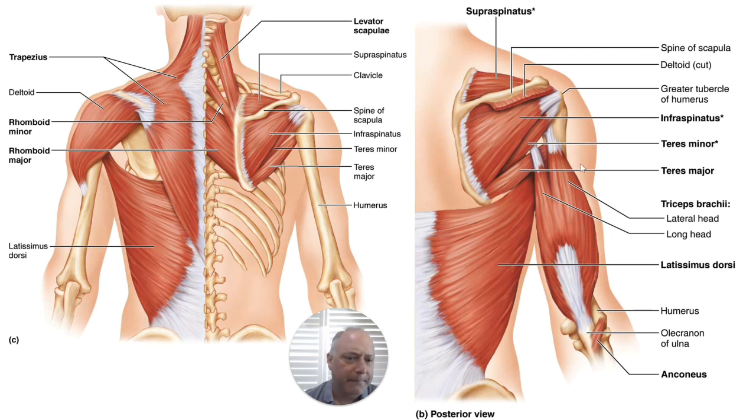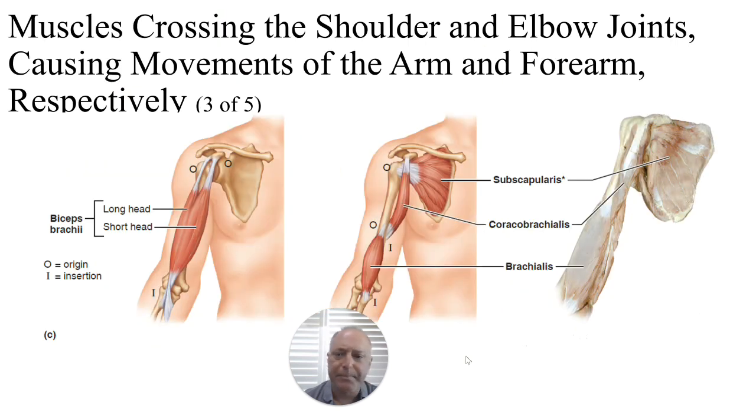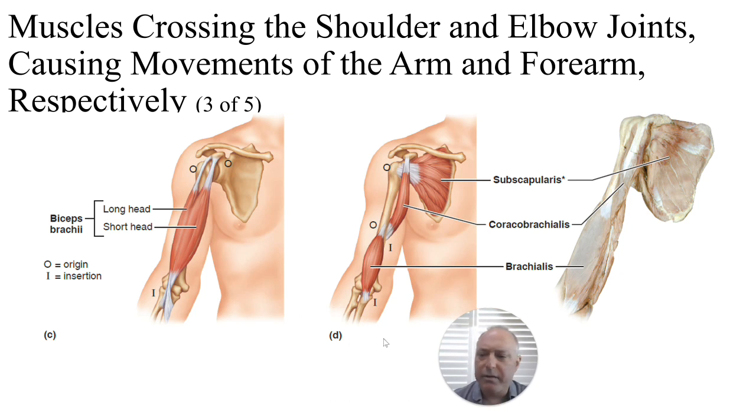These are what's going to stabilize this glenohumeral joint. Here's the humerus. This is a posterior view showing the triceps with its three heads. You can see the latissimus dorsi. And then there's a small muscle called the anconeus, which spans the elbow. Here's another look at the biceps brachii with its short and its long head. And then deep to that, the coracobrachialis and the brachialis, as well as the subscapularis.